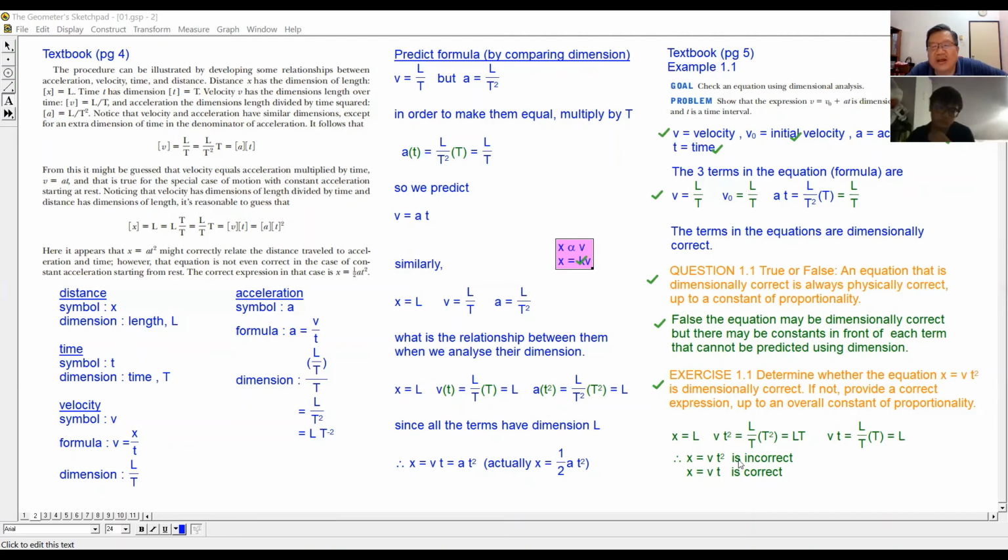Now, how to get the correct one? What must you multiply to make it the same as L? V times T. Yes, V times T, because V times T, you will get L. So vt is dimensionally the same as x. Correct. Very good. Any question? No.